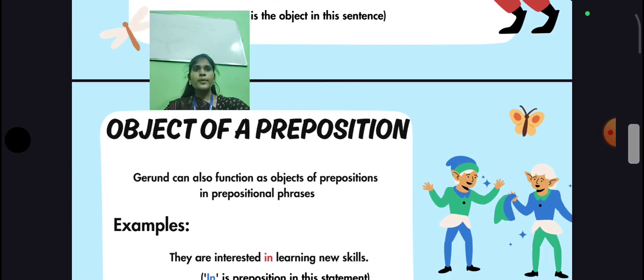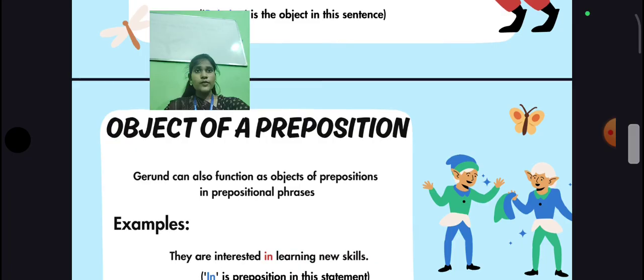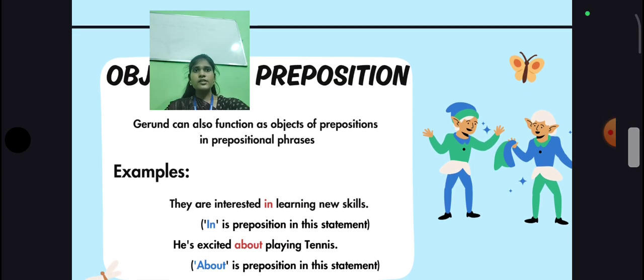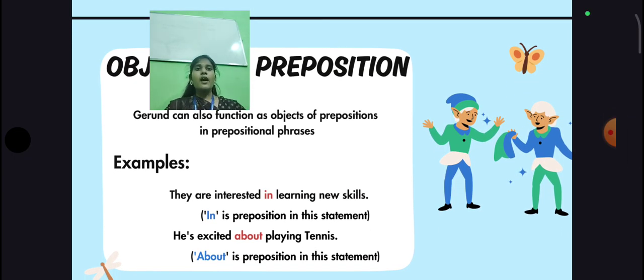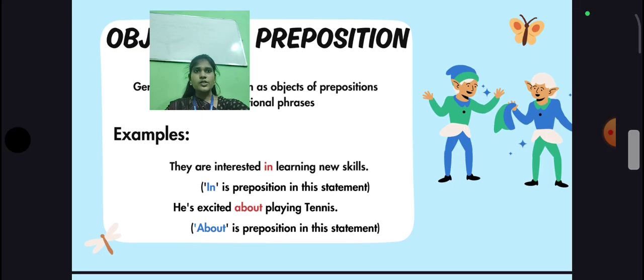Next, object of preposition. A gerund can also function as the object of a preposition in a prepositional phrase. You can see here, they are interested in learning new skills. You can see learning here, but before it the preposition in is present, right? So it is called an object of preposition. Another example: he is excited about playing tennis. Here about is a preposition which comes before the gerund playing, so it is an object of preposition.